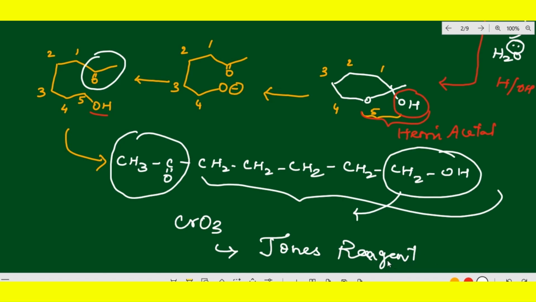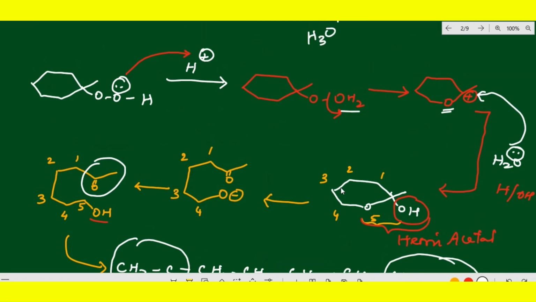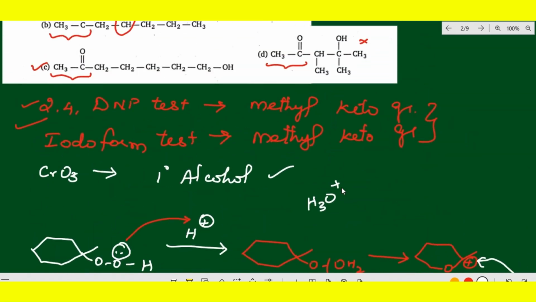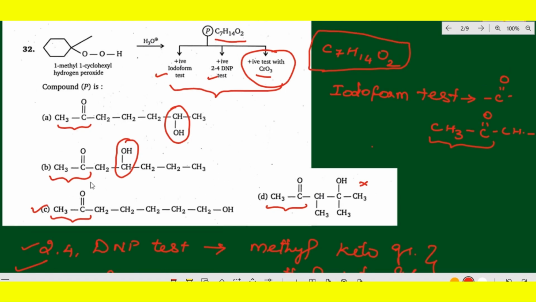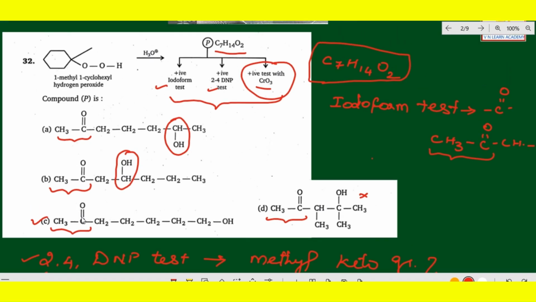Right, I hope you got the clear idea. Why do we go for this reaction? Because this is the only way to differentiate it from the other alcohols. In everything else, the methyl keto group is available everywhere, but only option C makes us differentiate here. Why? Because Jones reagent is the test to identify primary alcohol. So that is the reason we have observed this, and option C is the proof. Now, option C is the correct answer.